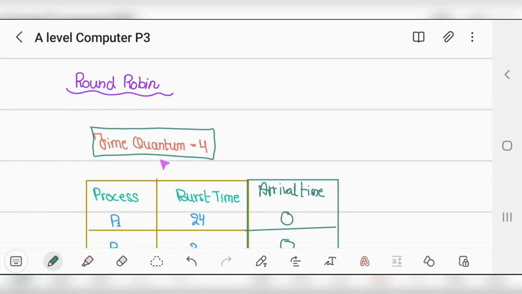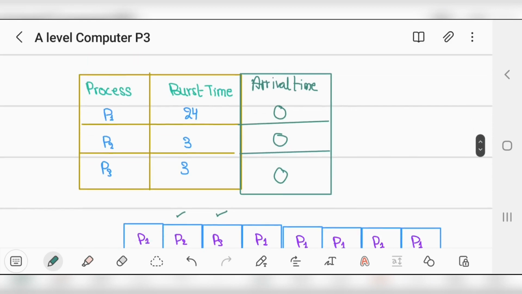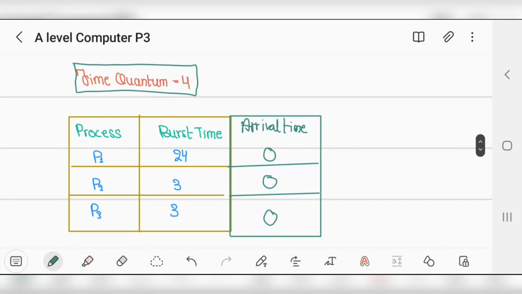You give a fixed time slot to each process, and when that time slot runs out, another process comes in. If we have different arrival times, the process that arrives first is executed first. Here, since all of them arrive at the same time, I can choose any one of them. Let's start from P1.